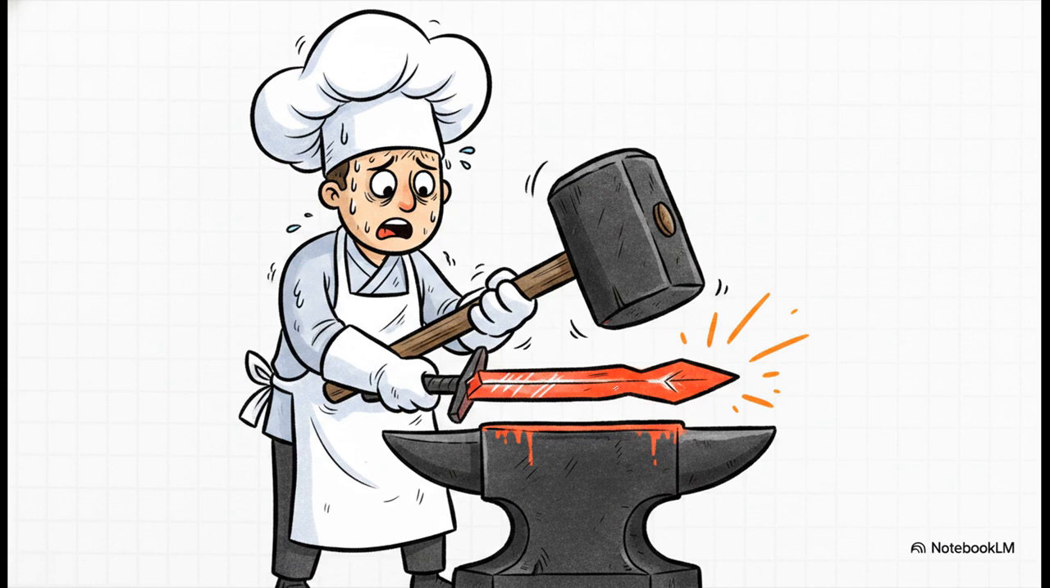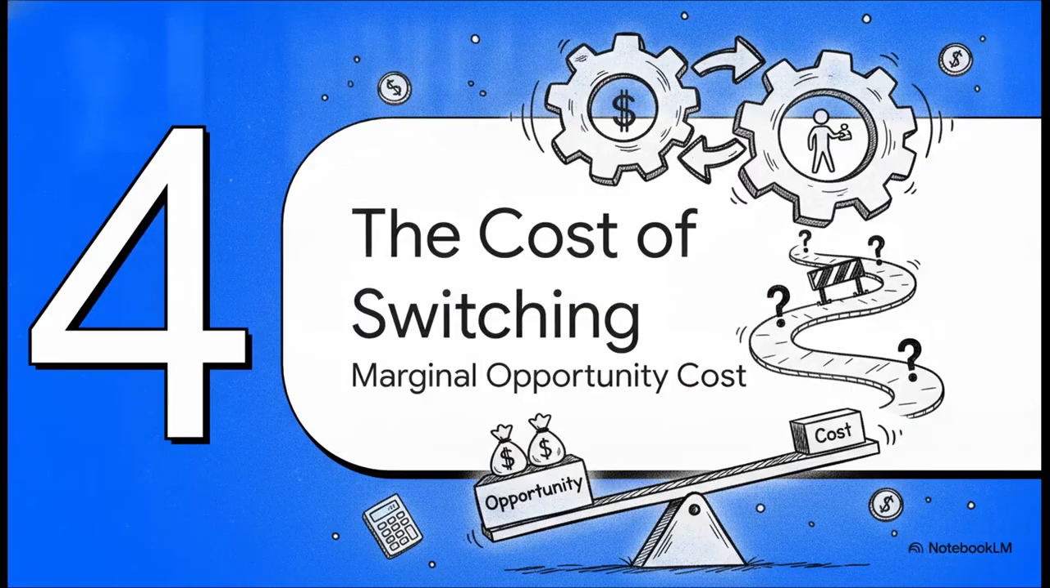It's going to be incredibly clunky. Their efficiency will absolutely plummet, and the cost of production will shoot right up. All right, Section 4, the cost of switching.